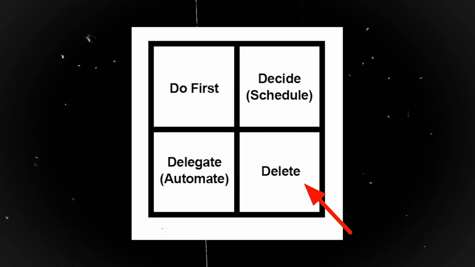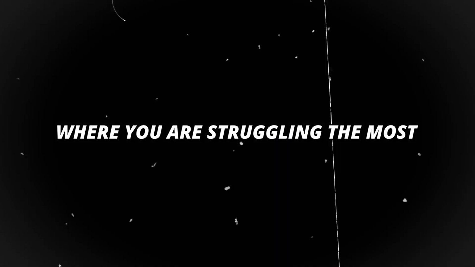The last category, eliminate, is where we're struggling the most. In order to do this section properly, you need to self-reflect. Look throughout your life and determine what it is that you're doing and that's not in alignment with the person that you want to become.